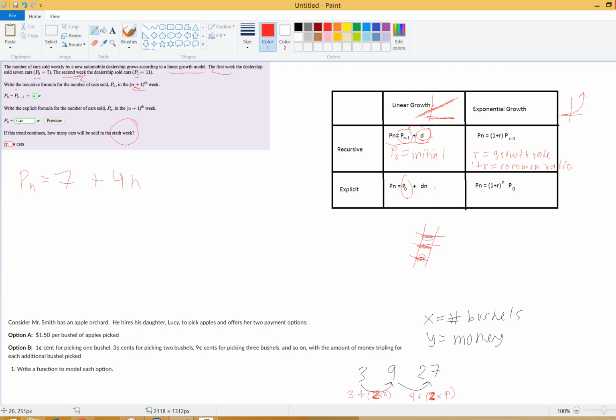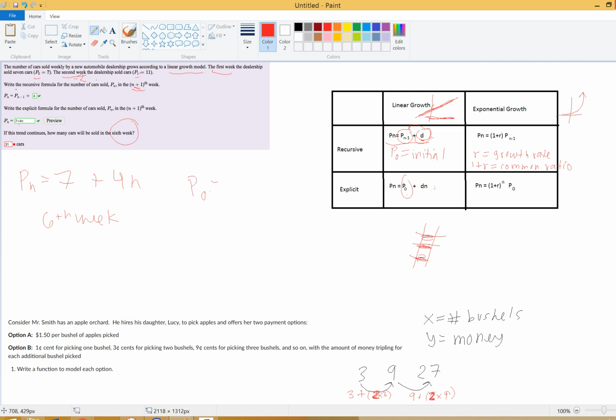But here's where she had a question that said, if this trend continues, how many cars will be sold in the 6th week? We have to be very careful about this because sometimes we just assume, oh, 6 means that n is 6. But remember up here we realized this is for the n plus 1th week. So if we're looking for the 6th week, what are we going to plug in for n? Well, you could write it out.